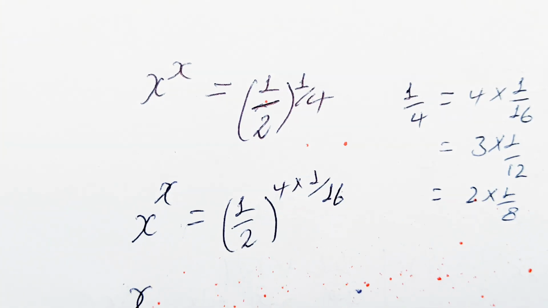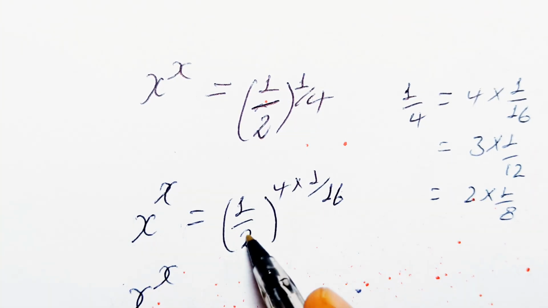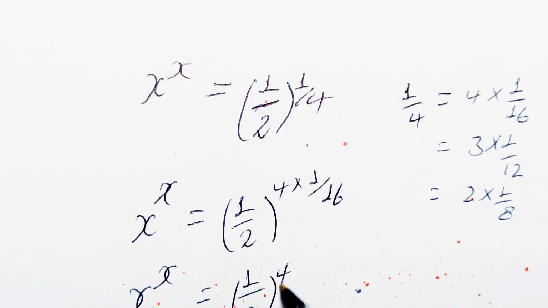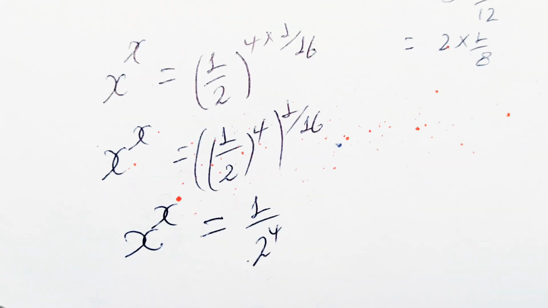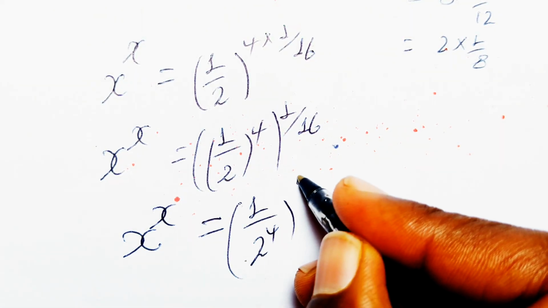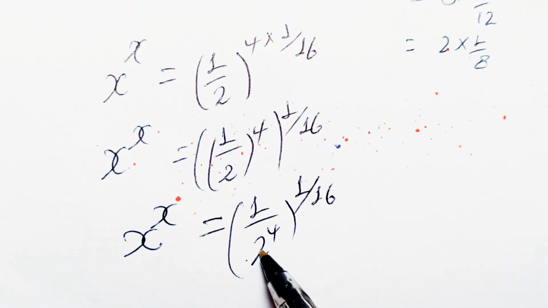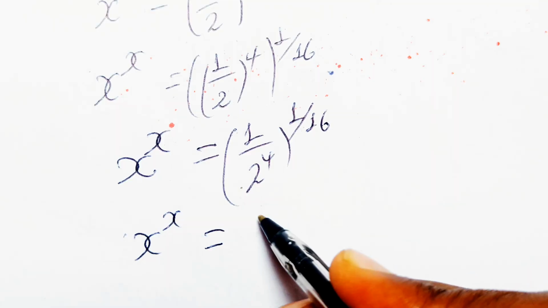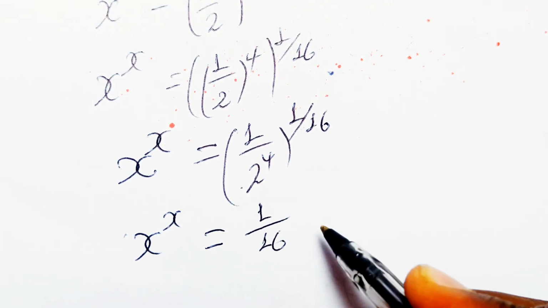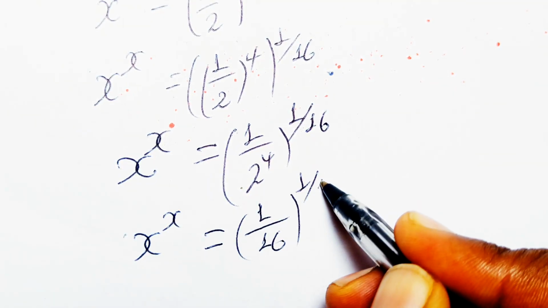So for this x to the power of x, we can bring it as 1 over 2 raised to 4 times 1 over 16. So x to the power of x equals 1 over 2 raised to 4, to the power 1 over 16. So x to the power of x equals 2 raised to 4, which is 16, to the power 1 over 16.